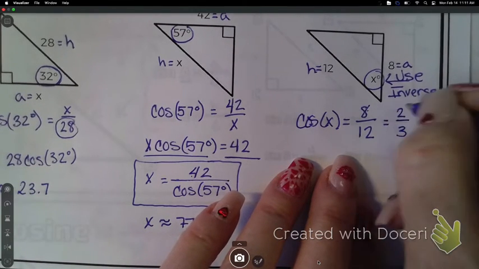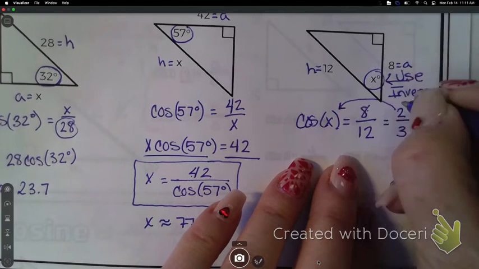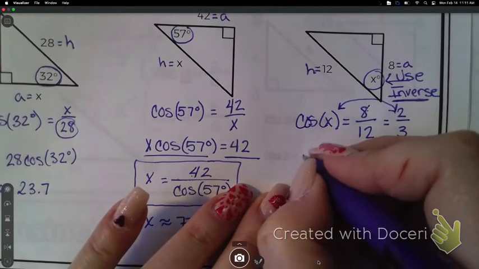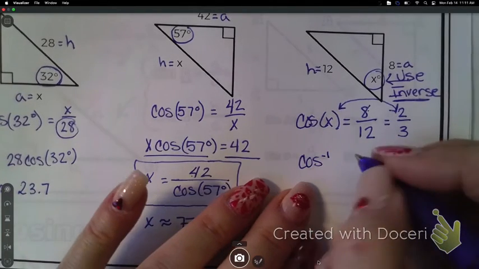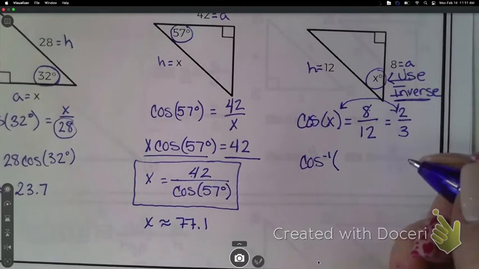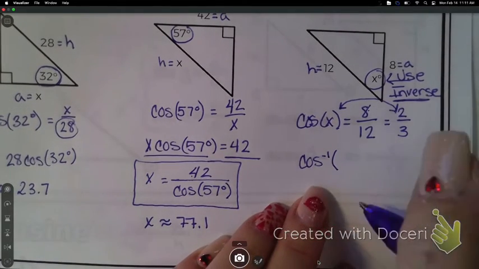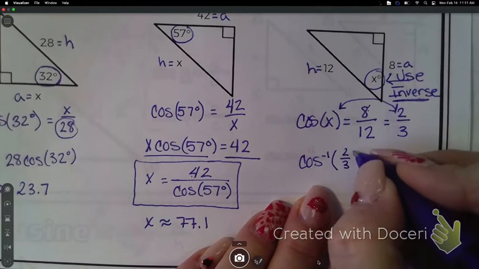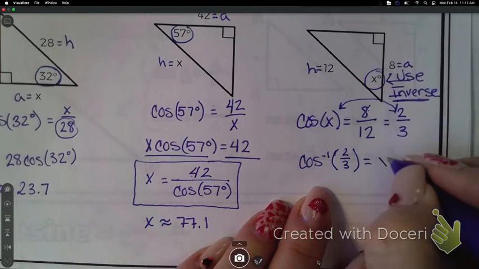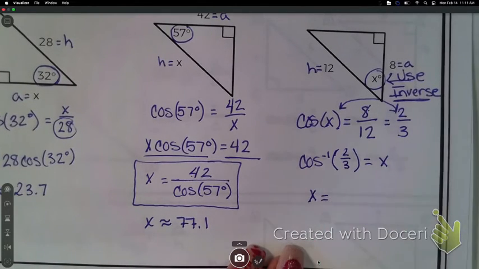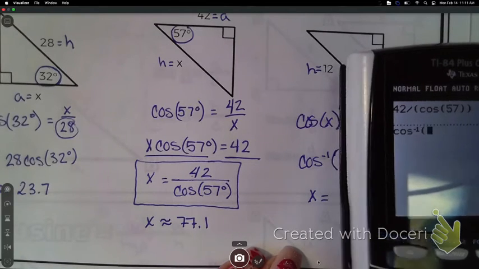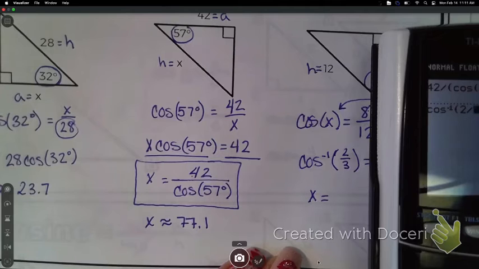So I need to switch the 2 over 3 and the x. And how am I going to do it? With the inverse. So inverse cosine. And these are lowercase c's and s's, guys, and t's, so you need to make sure you're using lowercase. So inverse cosine of 2/3, because we reduced, equals x. So in my calculator, I'm going to put the inverse cosine of 2 divided by 3, because 2/3 is the same as 2 divided by 3, isn't it?